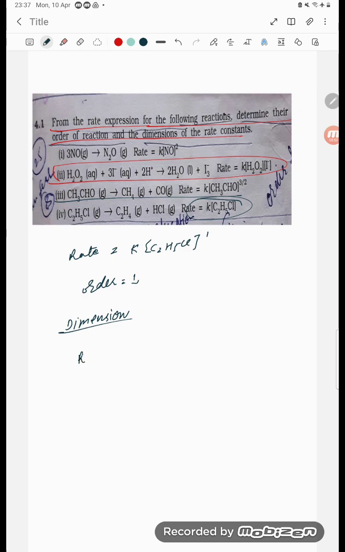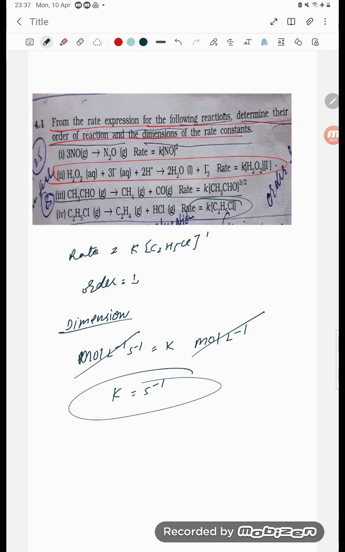So what is going to be the rate unit, students? Mole liter inverse second inverse is equal to K, mole liter inverse. This cancels out. So K is equal to what, students? Second inverse. So it is for the first order reaction. So these are all about the answer, students.